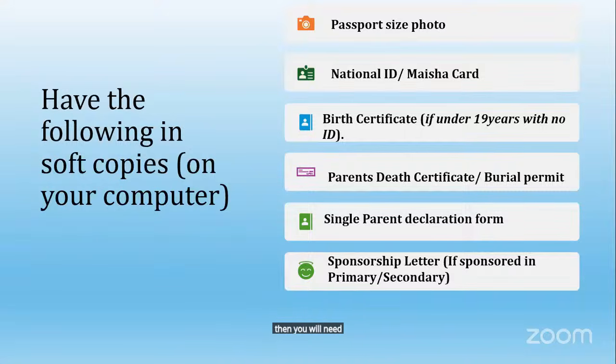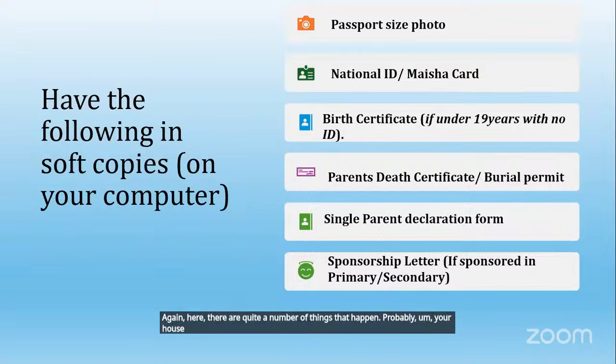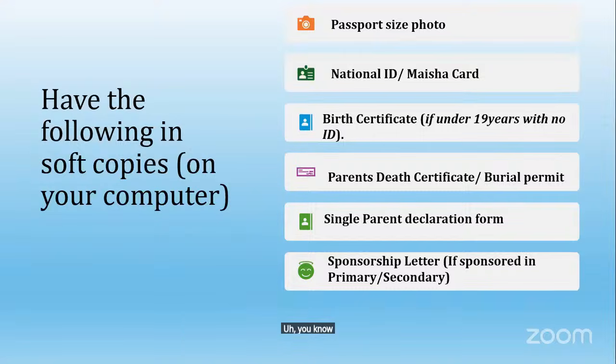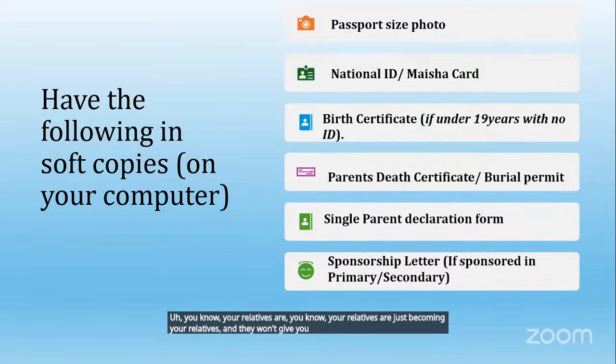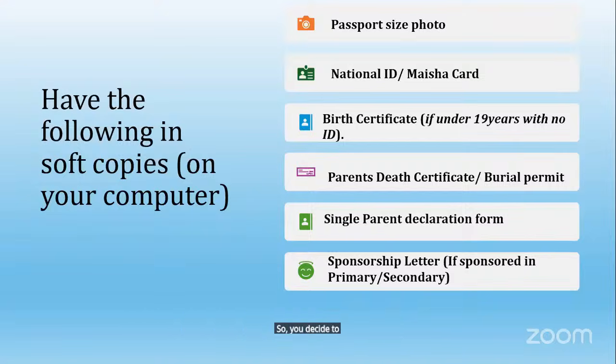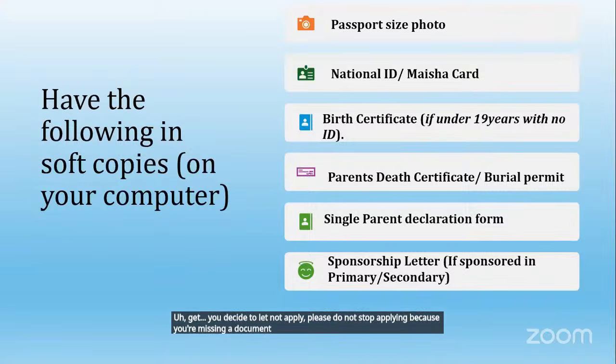Then you will need to have your parents' death certificate and burial permits if they passed on. Again, here there are quite a number of things that happen. Probably your house got burned, or your relatives are just becoming your relatives, and they won't give you the death certificates of your own parents. So you decide to not apply. Please do not stop applying because you're missing a document. Nothing is written on stone.